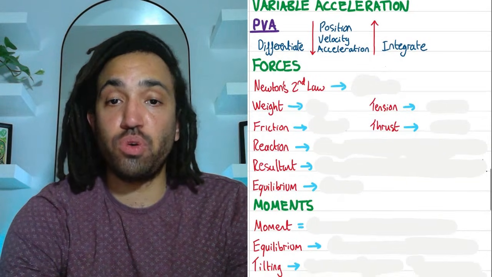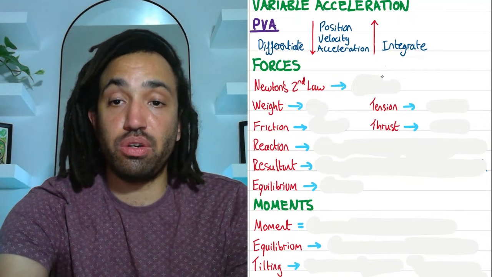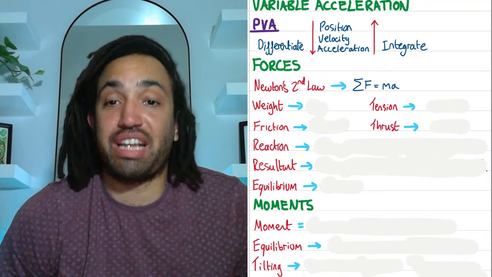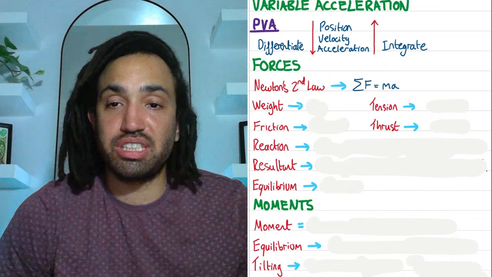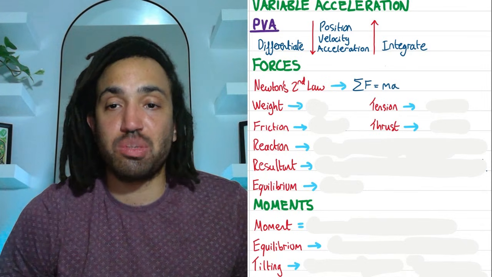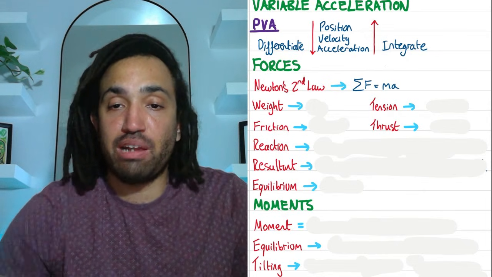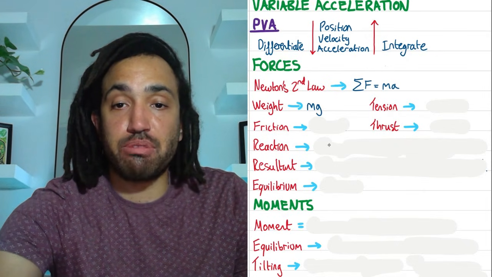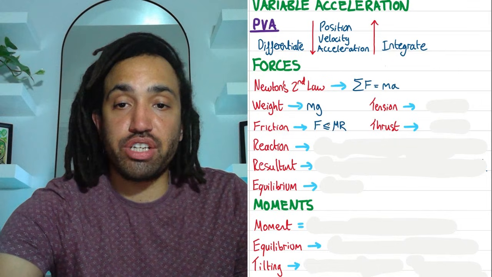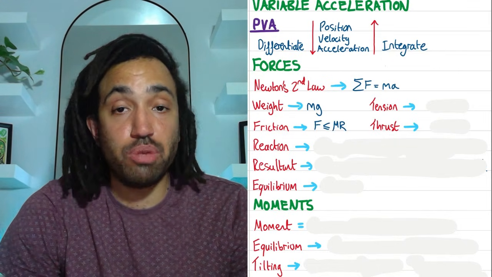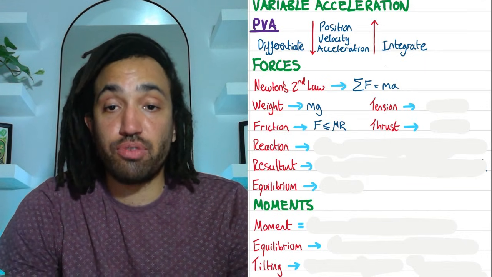Moving on to forces, Newton's second law is the most important equation of mechanics, I would say. The sum of the forces equals mass times by acceleration. That's the one we use for the majority of our questions with forces. Weight is the mass times by gravity. Friction is always less than or equal to mu R, where mu is the coefficient of friction.